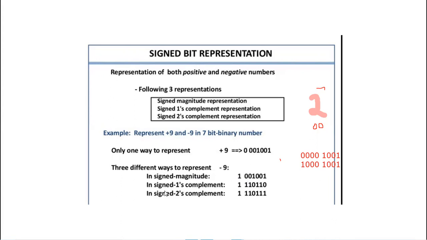Another way is representing in 1's complement, which means converting all these 0's to 1's and 1's to 0's. See here, it is converted. And then in signed 2's complement, you have to add 1 to the 1's complement. So add 1, and now you get this value.